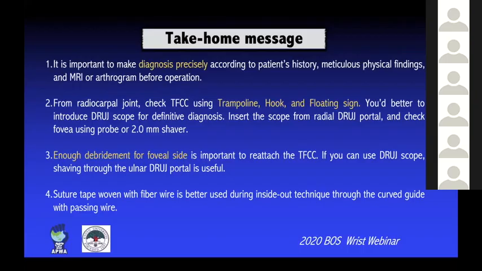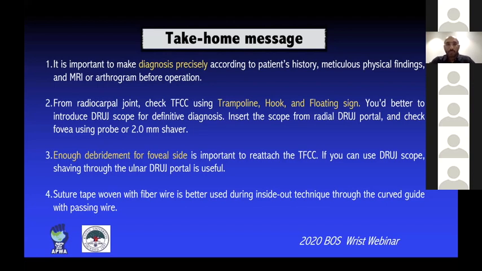For the take-home message, it is important to make a precise diagnosis according to the patient's history, meticulous physical findings, and MRI or ultrasound before operation. From the radiocarpal joint, check the TFCC using the trampoline, hook, and floating signs. You'd better introduce DRUJ scope for definitive diagnosis. Insert the scope from the DRUJ portal and check the fovea using a probe or 2.0 millimeter shaver. Enough debridement of the fovea side is very important to reattach the TFCC.